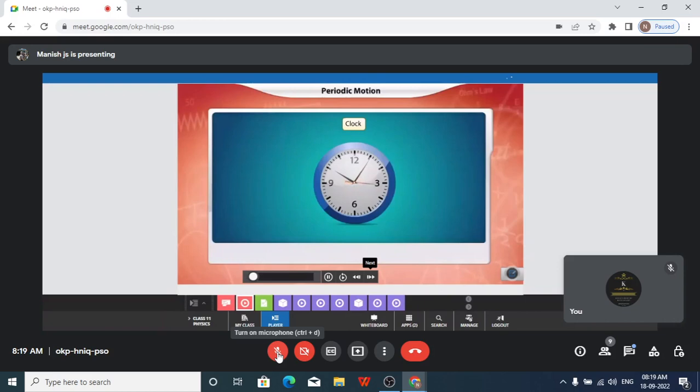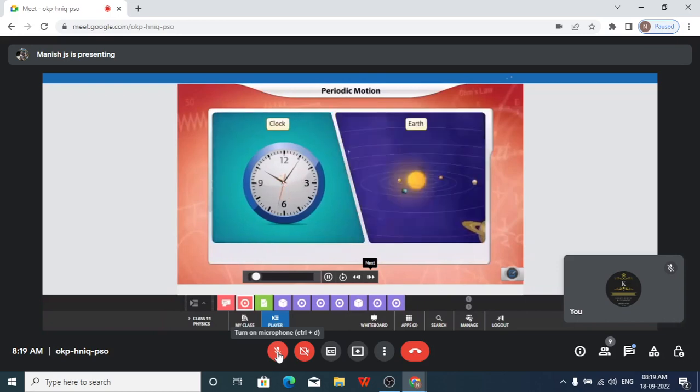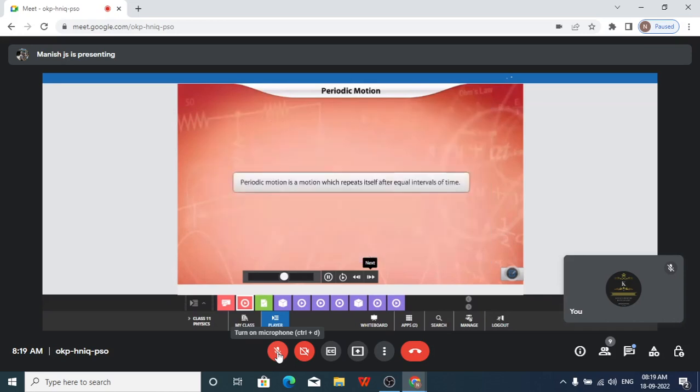Motion of the minute hand in a clock. Motion of the earth around the sun. What is common in these motions? The motion repeats after regular time intervals. The movement of the minute hand in a clock is periodic, and its period is 60 seconds. The Earth takes approximately 365 days and 6 hours to revolve around the Sun. Thus, periodic motion is a motion which repeats itself after equal intervals of time.